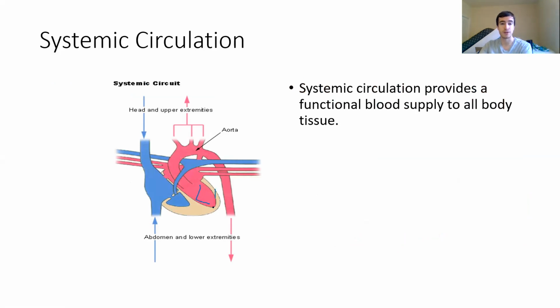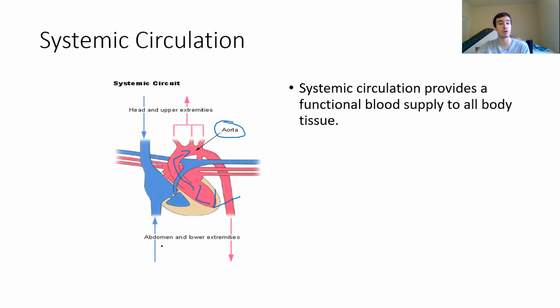This is the left ventricle down here. We leave the left side of the heart through our aorta, which then splits off into lots of smaller arteries and goes to all the different fingers, toes, muscles, bones, places in your body. And then the blood loses its oxygen and comes back through the vena cava.